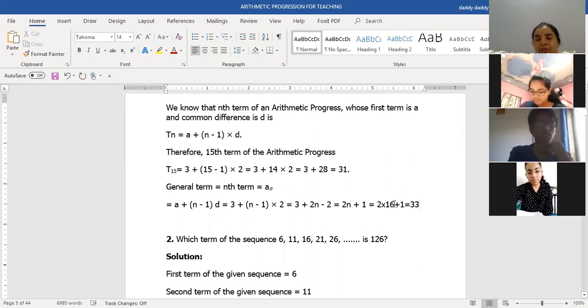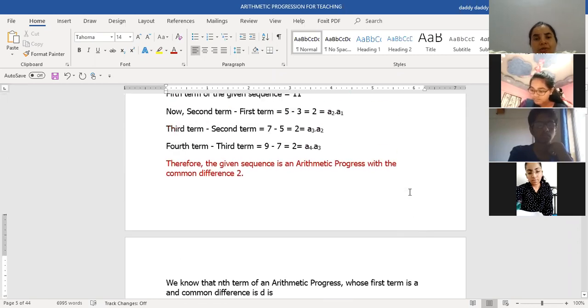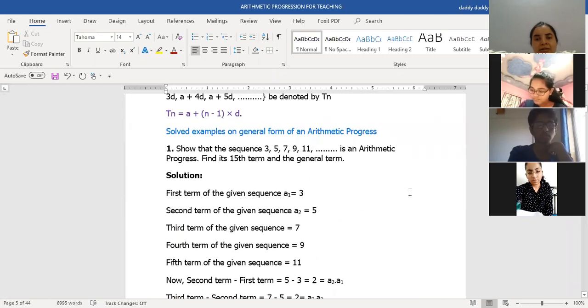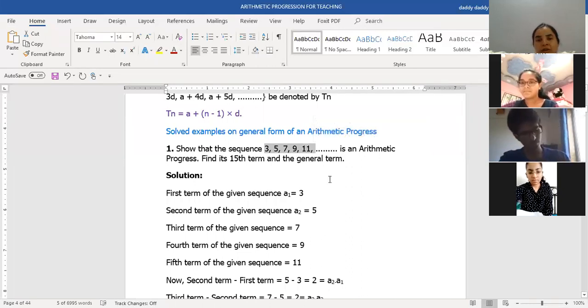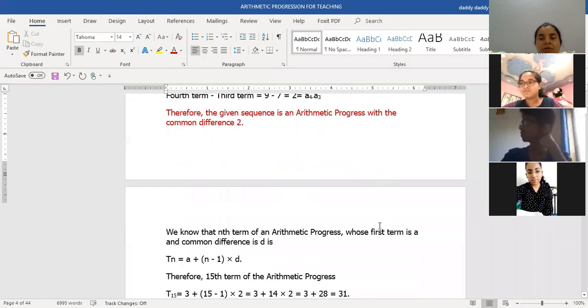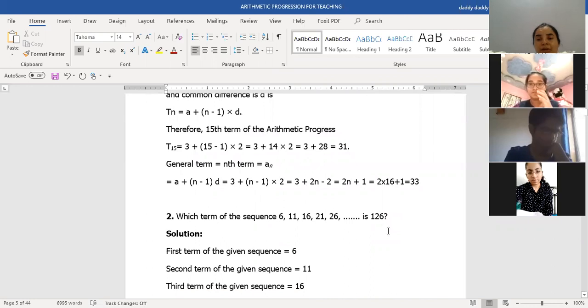But the framing of the question will be different. They will not give you the sequence like here, they have given you. Once the sequence is not given, you will not know what is a, what is d. Only when the sequence is given can you find out your a and calculate your d. So they will only give you the general term. That is how the general term is also very, very useful.